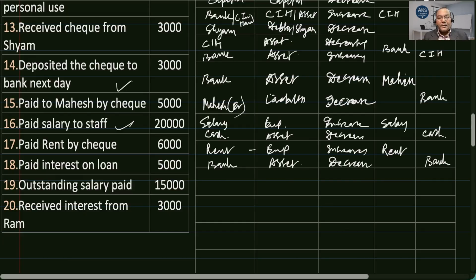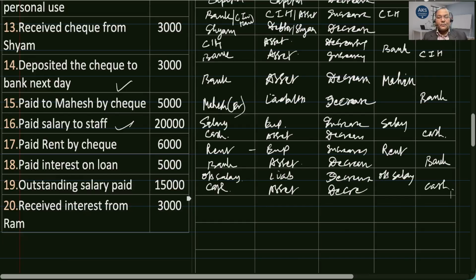Outstanding salary paid 15,000. Which are the two accounts? One is outstanding salary and the second one is cash. Instead of writing expense, we need to write liability, because outstanding salary is a liability. So liability is decreasing, so we will decrease it, and asset is also decreasing. So outstanding salary is debit and cash is credit. I hope this is clear.